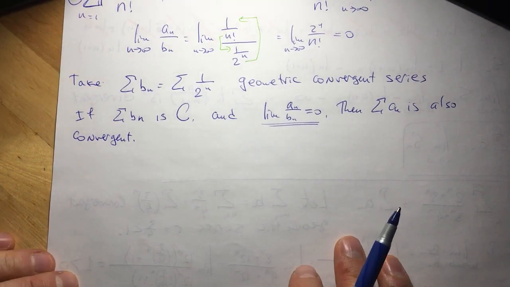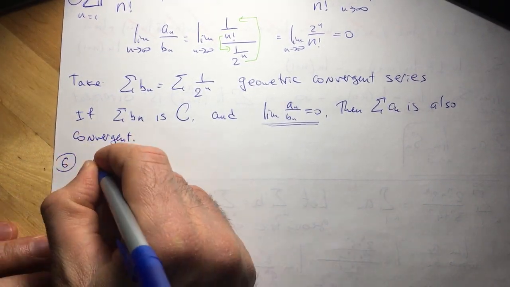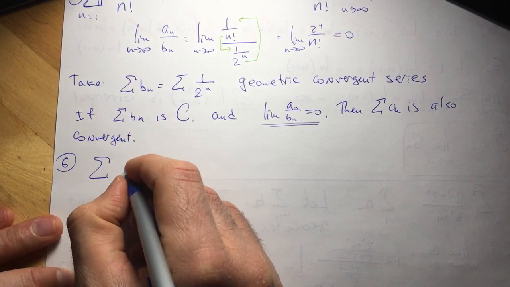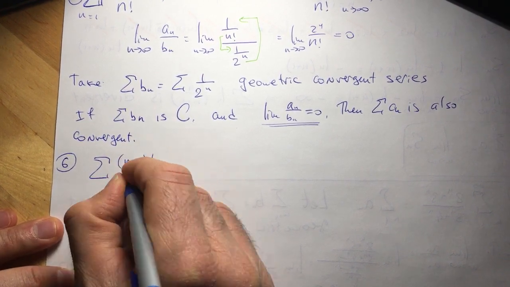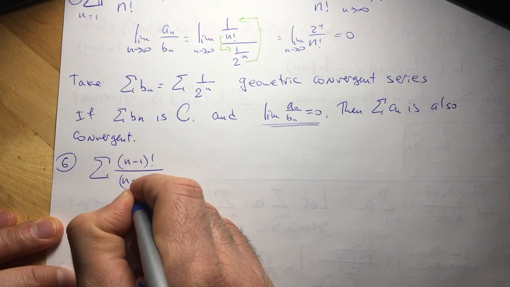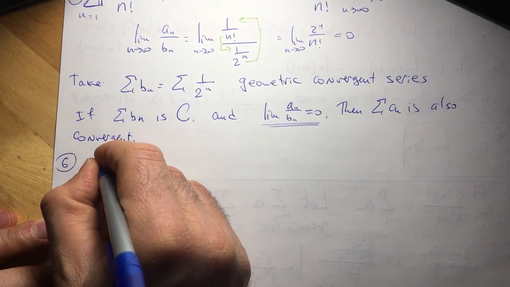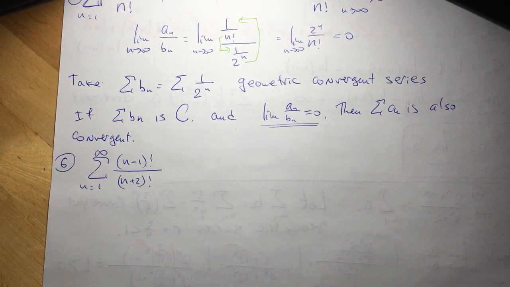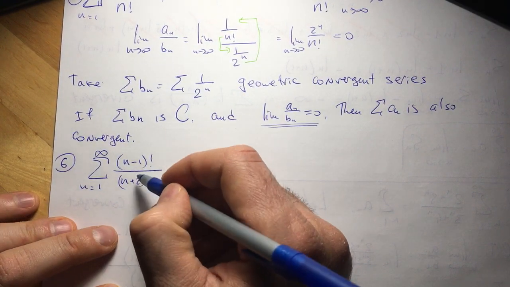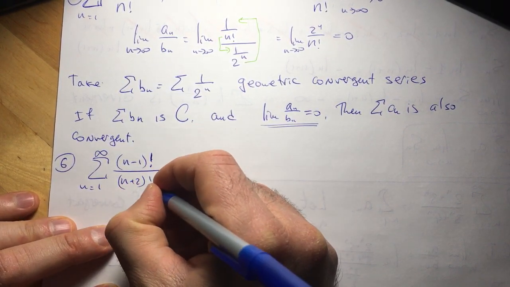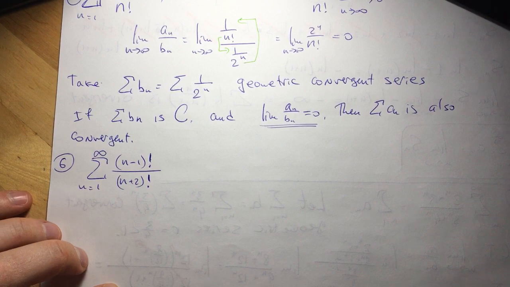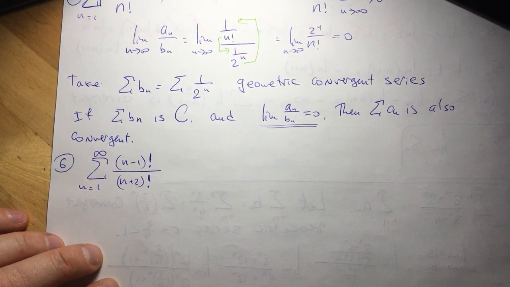Okay, let's look at the next problem, problem 6. Sum of n minus 1 factorial over n plus 2 factorial, n goes from 1 to infinity. This problem here asks us to simplify this. Whenever factorials are involved, check whether you can simplify this a little bit.